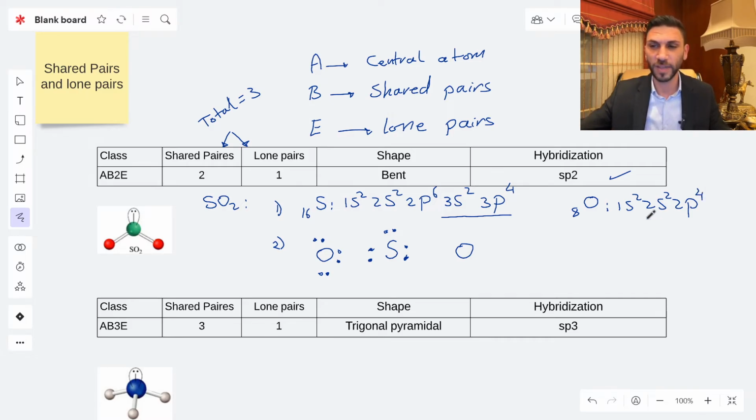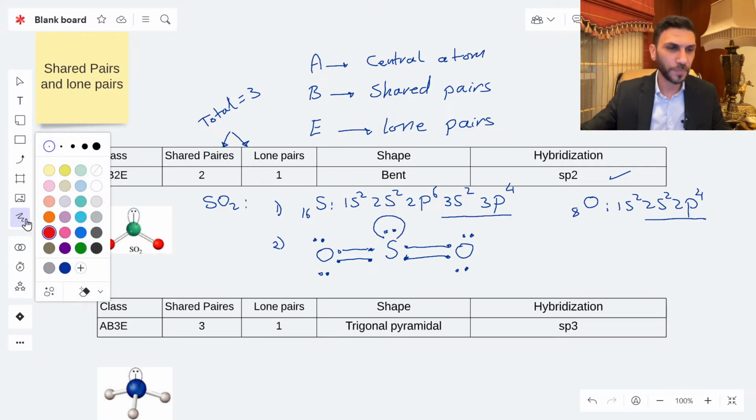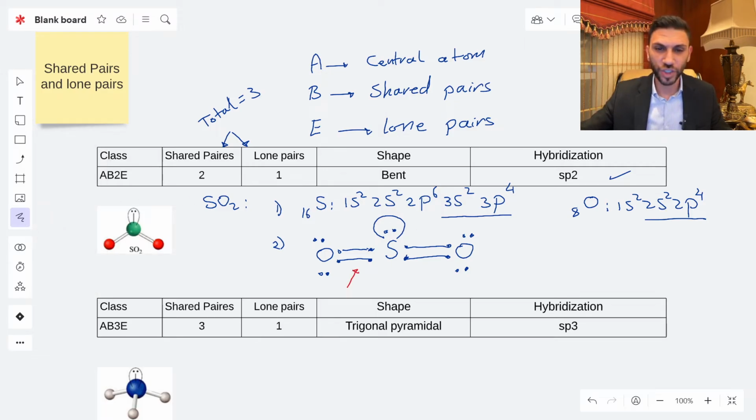So it has 6 valence electrons. Now we have here a double bond with this sulfur. We also have a double bond with the other oxygen because it has 1, 2, 3, 4, 5, and 6. Now here the sulfur has 1 lone pair. So we have here shared pairs, and we have 1 lone pair.